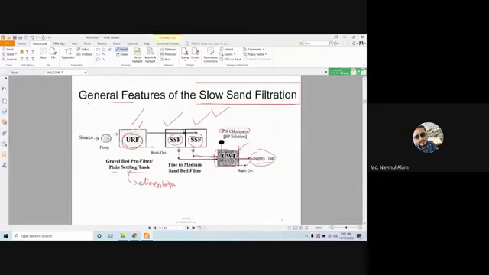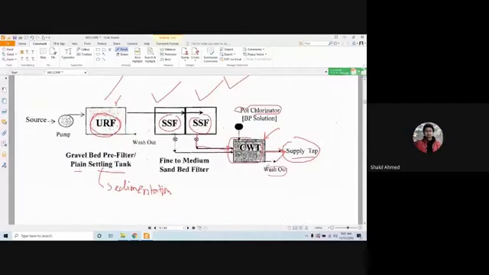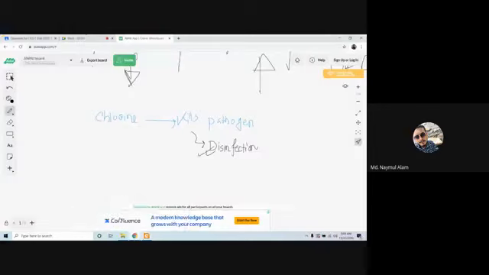In the slow filter, look at here. What is this? Wash out. There are two outputs. Did you see? One here is the clean water they are collecting, and the other is wash out. Wash out means the debris and other sedimented particles and pollutants can be washed out. Here also you have a wash out arrangement. Okay. Yes, sir.